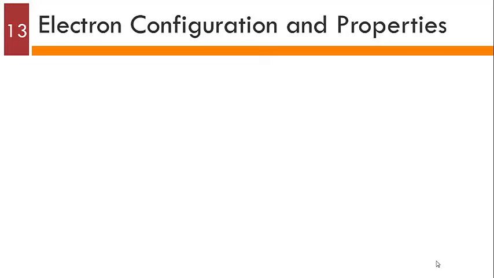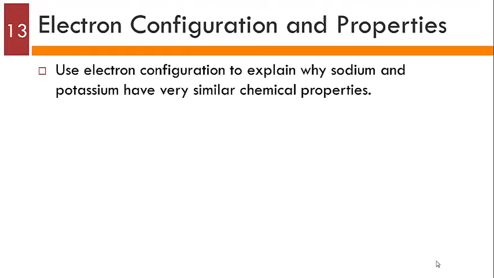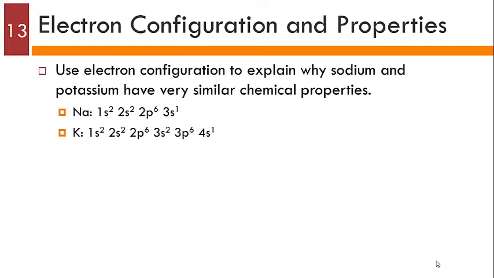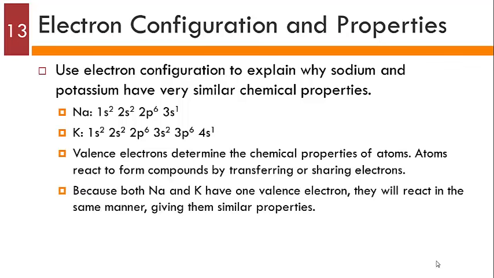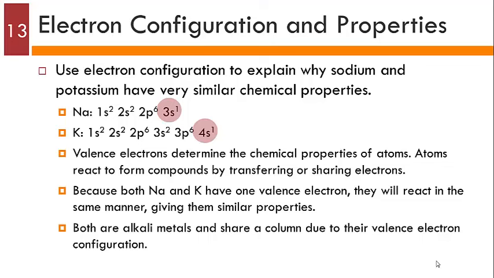So using the electron configuration, explain why sodium and potassium are going to have very similar chemical properties. So here's the electron configuration of sodium and potassium. Valence electrons are what determines the chemical properties of atoms. Atoms react to form compounds by transferring or sharing these valence electrons. So because sodium and potassium both have 1 valence electron, they will react in the same manner, giving them very similar properties. They're both alkali metals, and they share a column because they have those very similar electron configurations, especially in their valence shell.